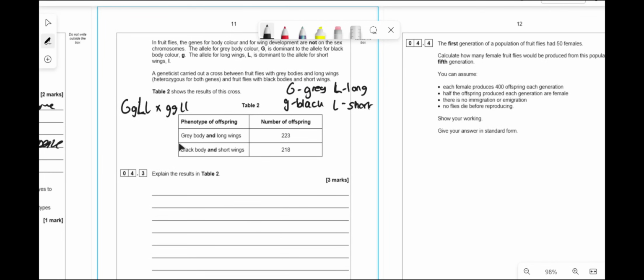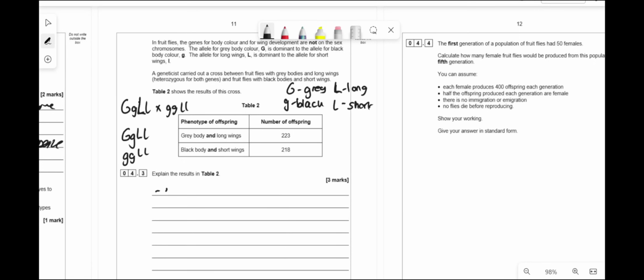Okay, so we need to look at the phenotypes and relate them back to the genotypes. So they've got a grey body and long wings. That means if it's grey body, it's got to be big G, little g, and long wings has to be big L, little l. And it says black body and short wings, so that's got to be little g, little g, little l, little l. And those phenotypes match the parents quite considerably, and also the number of offspring aren't massively different. So what's probably going on here is you've got autosomal linkage. It's not following a standard pattern.